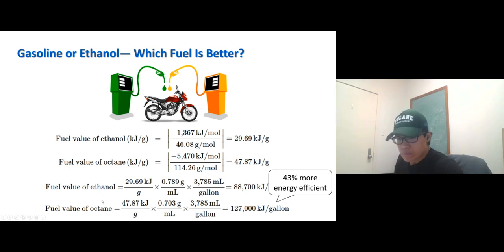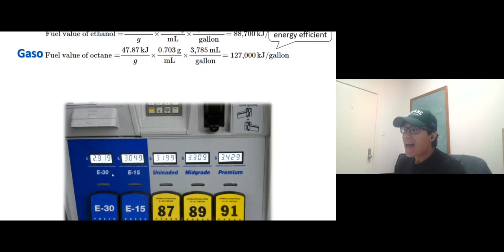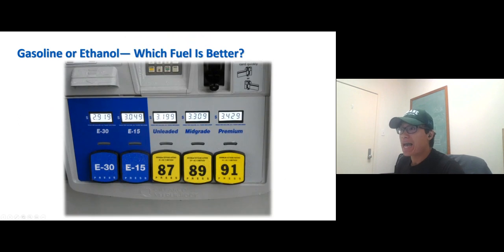Okay, but in reality we mix ethanol and gasoline, and we call it gasohol. So if you go to the gas station nowadays, you might have seen E30 or E15, which means the gasoline contains 15% ethanol or 30% ethanol. And you can guess that the 30% ethanol is cheaper because ethanol is cheaper than octane.